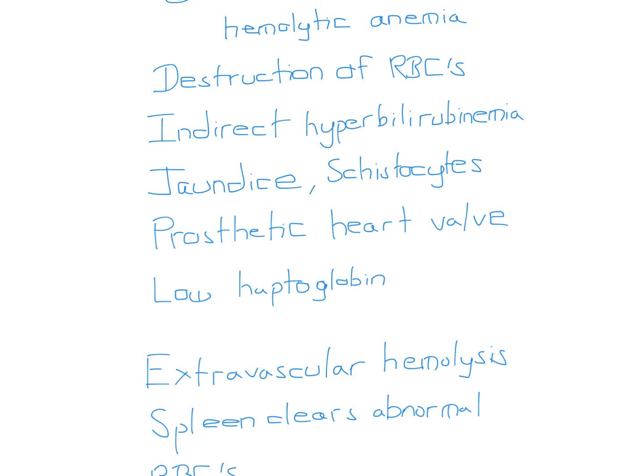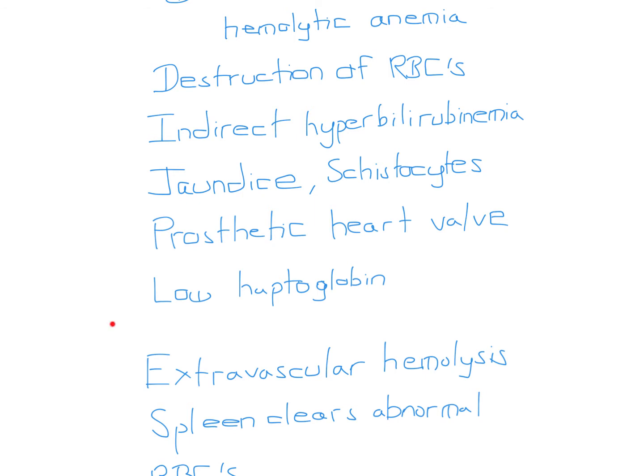And so because you're losing the hemoglobin and it's being turned into bilirubin, that's going to show up as jaundice because bilirubin has a yellow color to it. And so that's why the patient's eyes are going to appear yellow.